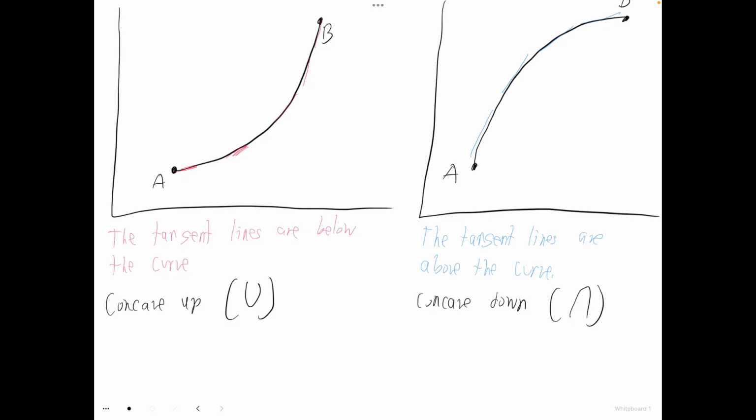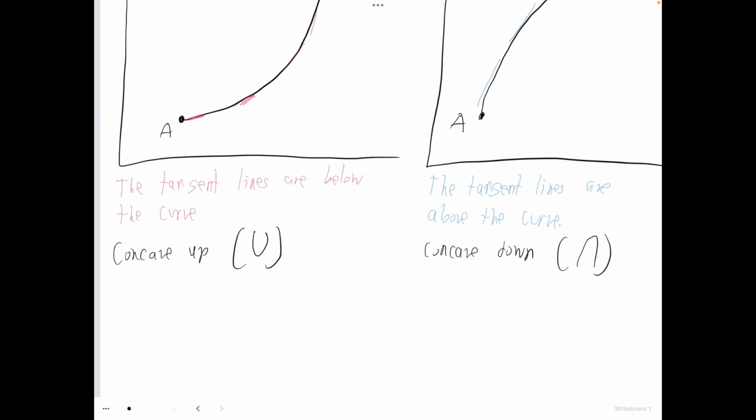But we want to talk about how we could actually measure this using the derivative. Because if we have the graph, we can draw tangent lines and figure out if we're concave up or concave down, but we want to do better than that. So we're going to notice what's actually happening with these tangent lines.